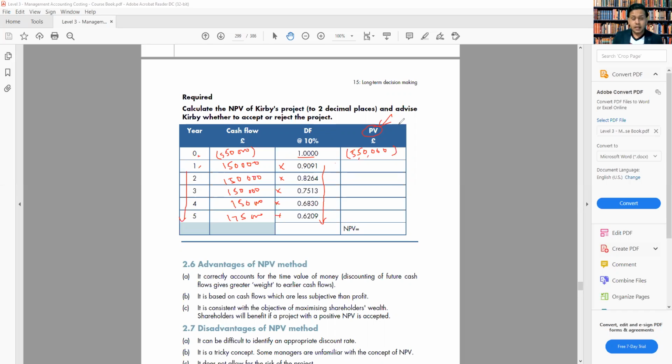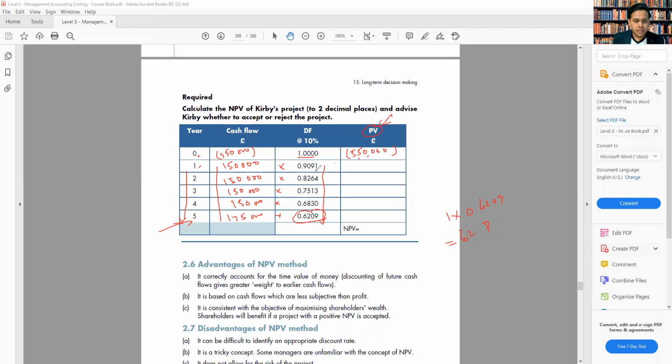So for example, if I have £1 today, and if I get it after 5 years, I'll say 1 times 0.6209. So let's say if someone gave me £1 after 5 years, today's value will be 62 pence. So we are finding the present value from the future value. This is all future value, 150, 150, 175, because I'm going to get this in future. If I convert this value into today's value, that will give me the present value. So let's do that.